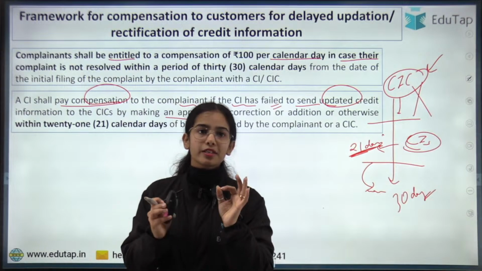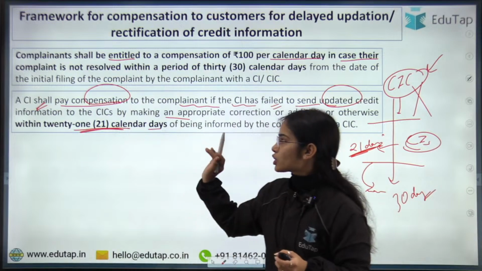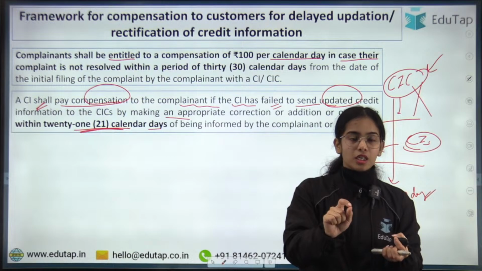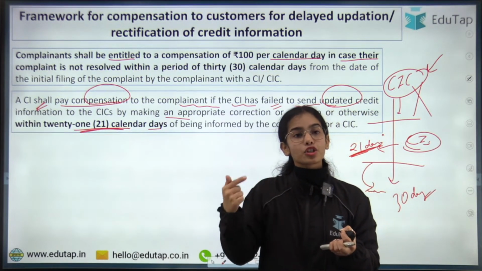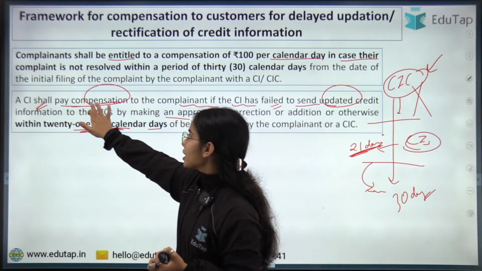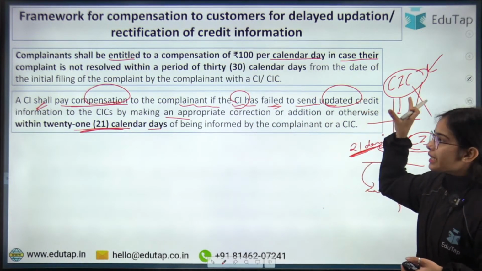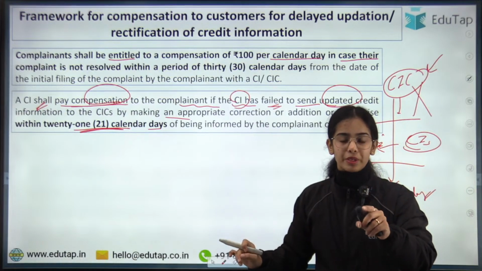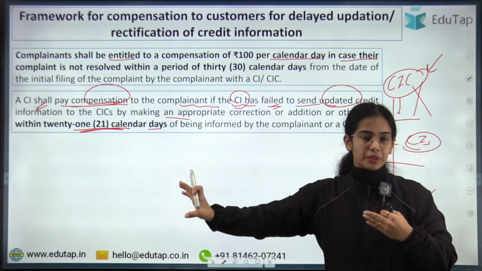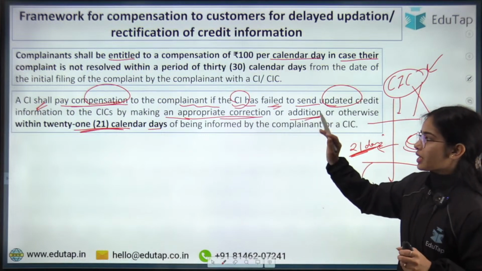So this is the idea, that credit institutions get 21 days to correct the data, and if they are not correcting the data within 21 days, then the credit institution will have to take the burden of the compensation. So the credit institution shall pay the compensation to the complainant if the credit institution has failed to send updated credit information to the credit information company. So the credit institution has to provide the correct data to the credit information company within 21 calendar days with the appropriate correction or addition, whatever is required.